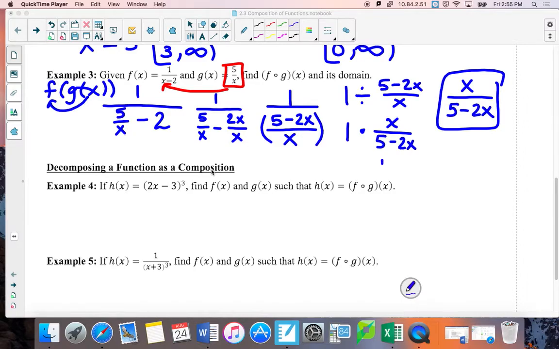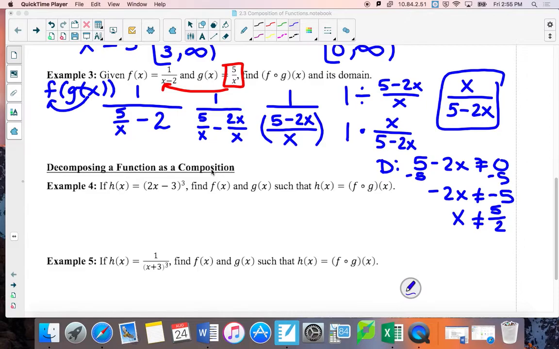Now to find his domain, this one has a fraction. In fractions, we can't have 0 on the bottom, so 5 minus 2x cannot equal 0. If we go ahead and solve this, I would subtract 5 from both sides. So negative 2x cannot equal negative 5. Divide by negative 2, x cannot equal positive 5 halves. Writing that in interval notation, we can go negative infinity to 5 halves and 5 halves to positive infinity.